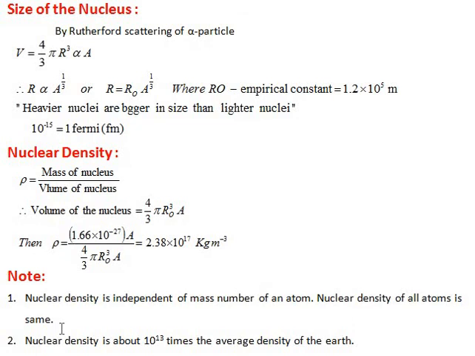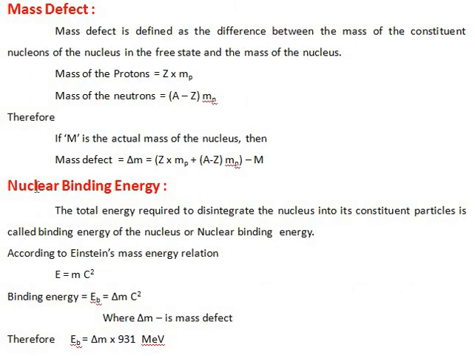Second, nuclear density is about 10 raised to 13 times the average density of the Earth. Imagine, it is 10 raised to 13 times the average density of the Earth. It is so much dense, dear students. Okay, so the next property is mass defect.